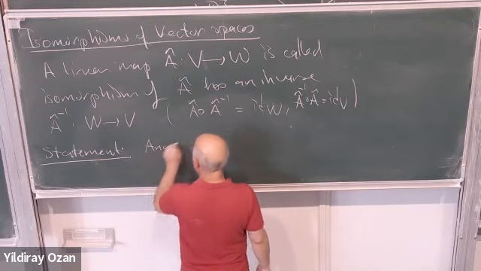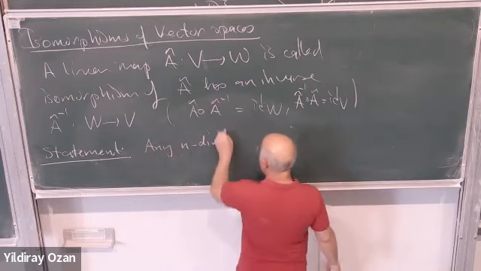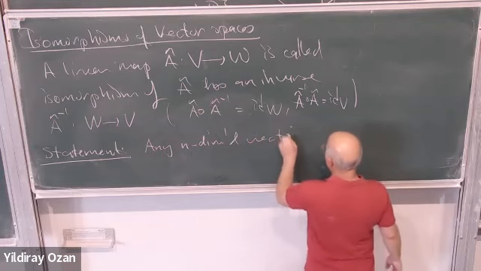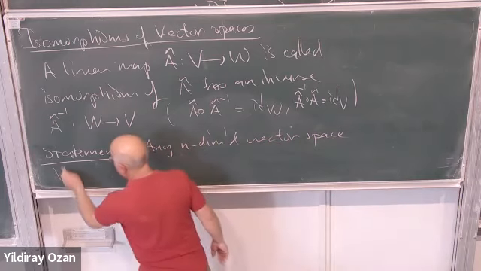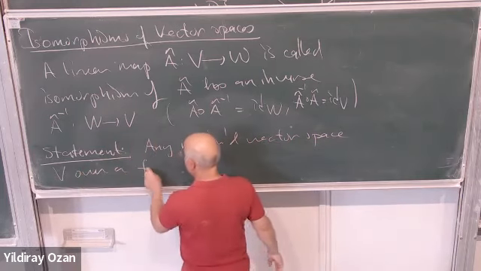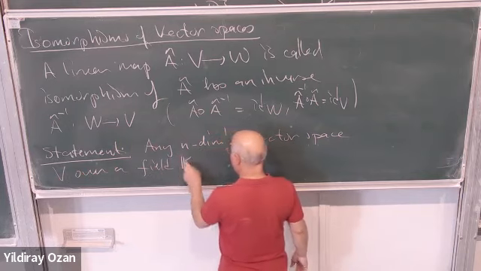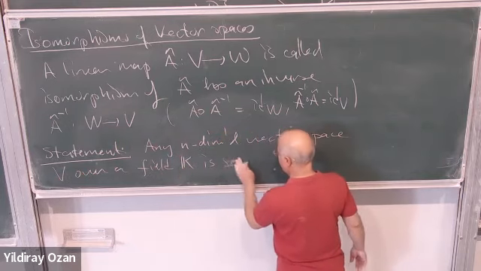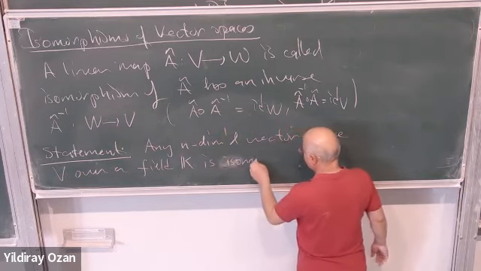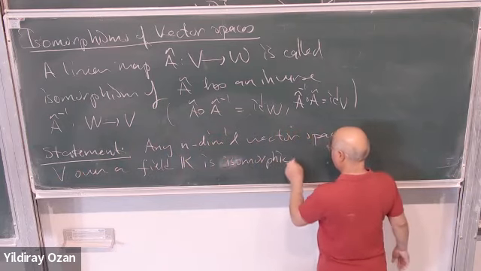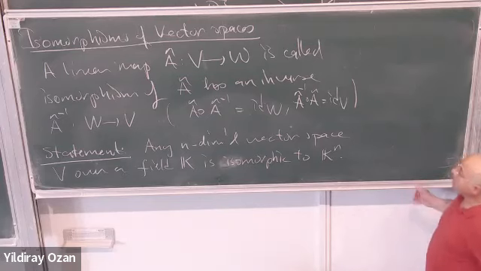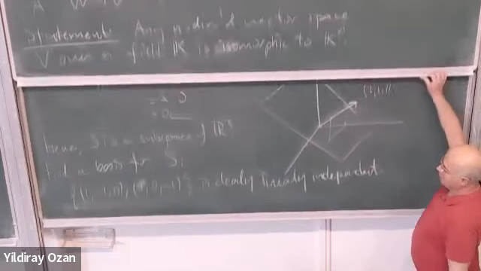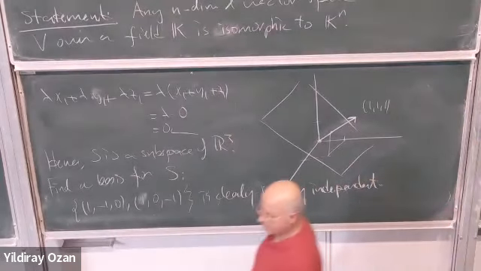Any n-dimensional vector space V over K is isomorphic to K^n. Why is that?